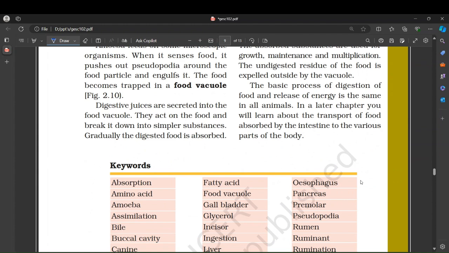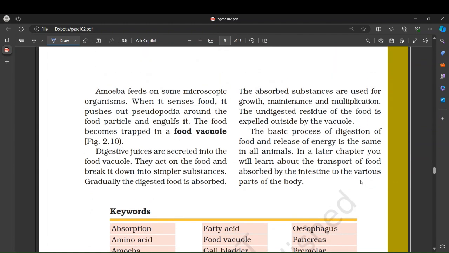The same way happens here, but in a different way. Gradually, the digested food is absorbed. The absorbed substances are used for growth, maintenance, and multiplication. Multiplication means from one amoeba, you can see many more amoebas. Okay, so the undigested residues of the food are expelled outside by the vacuole.